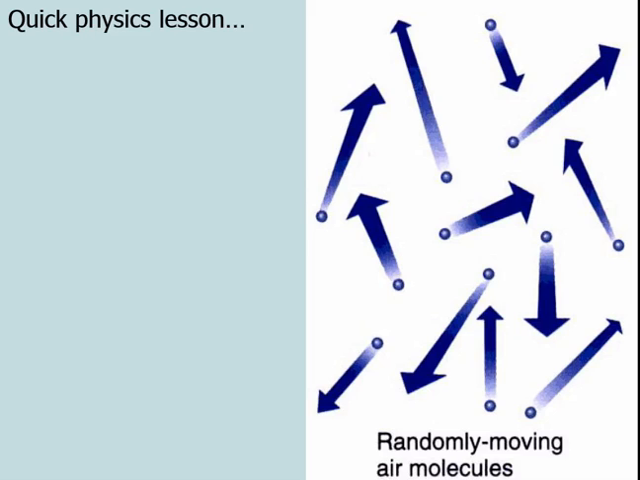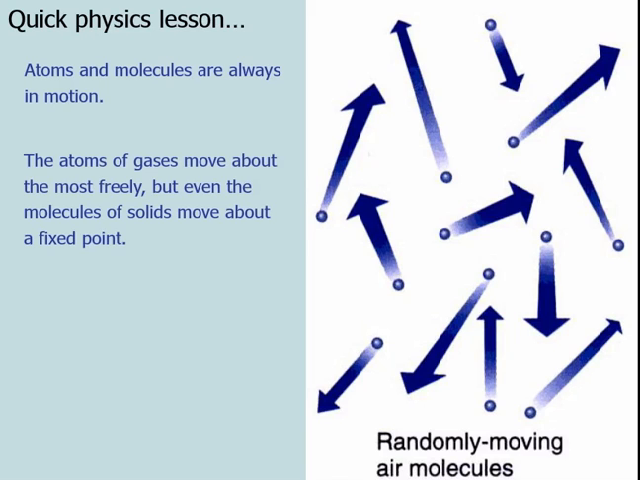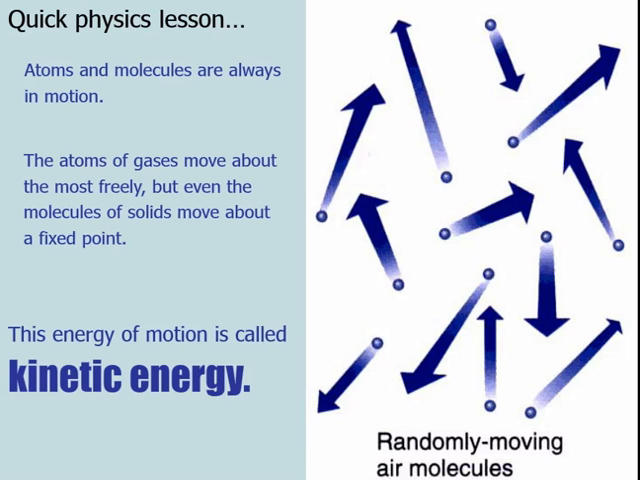Okay, we need a little background information, and this is a physics lesson that you probably had in junior high, but we'll just review it quickly. Atoms and molecules are always in motion. The atoms of gases are moving about the most freely and the fastest, but even the molecules of solids are moving about a little bit. They're sort of jiggling in place. That energy of motion is called kinetic energy. Cells use the motion of the molecules around them to come into the cell or to leave the cell.